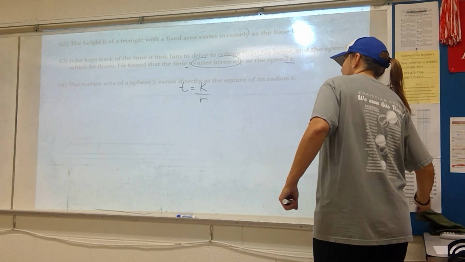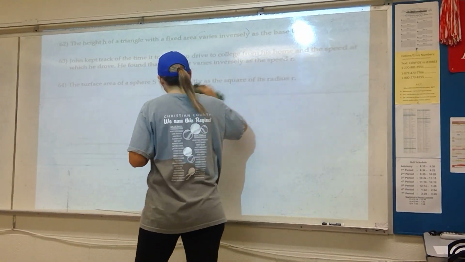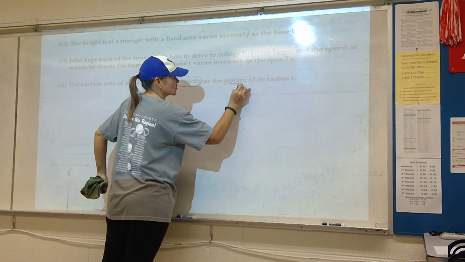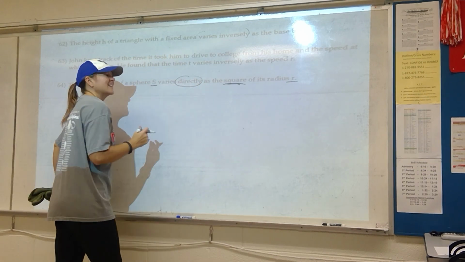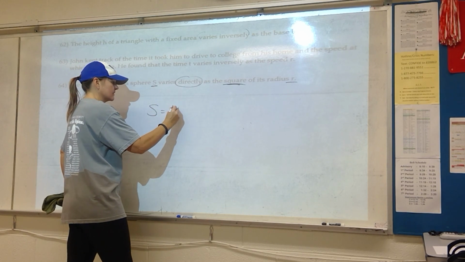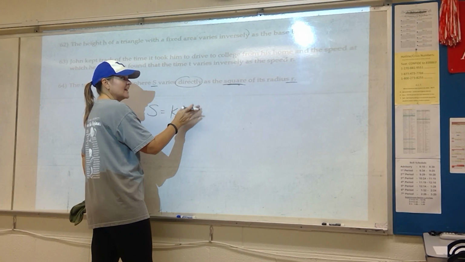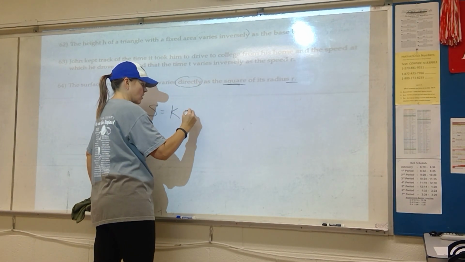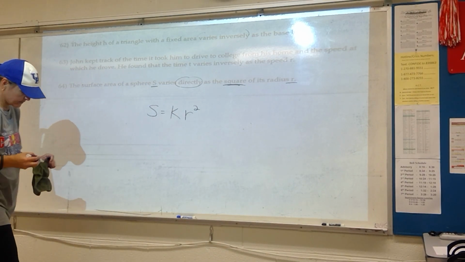Okay, 64. The surface area of a sphere, which is S varies directly as the square of r. Now this is tricky, not really, but you gotta pay attention. S varies directly, so K, and then the other thing, whatever it's varying directly as goes up here. It's not directly as r, it's directly as the square of r. So you're gonna take r and square it. That is 64.